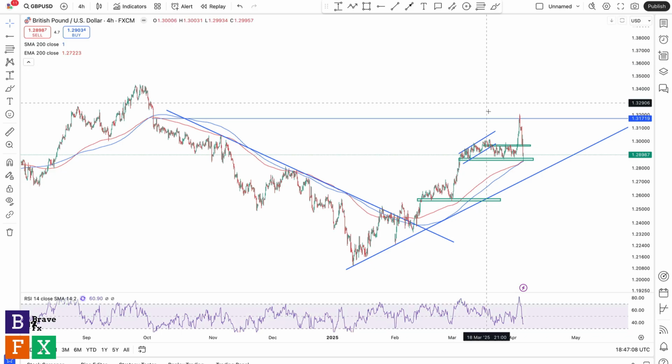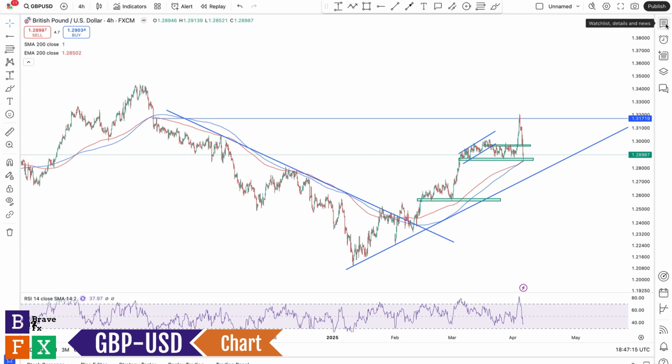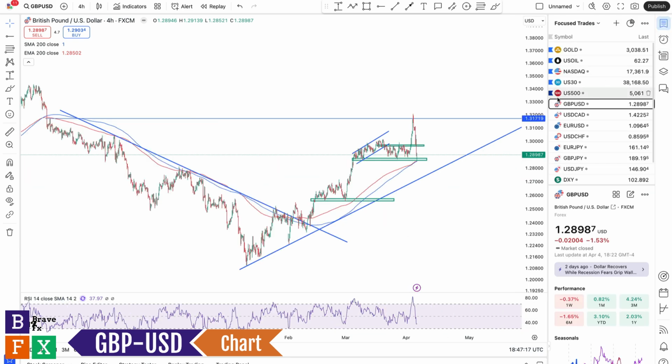Lastly, we're talking about GBP-USD. The only reason we're talking about GBP-USD is because DXY seems to be bearish, and there's a good chance GBP-USD tends to go higher, right?